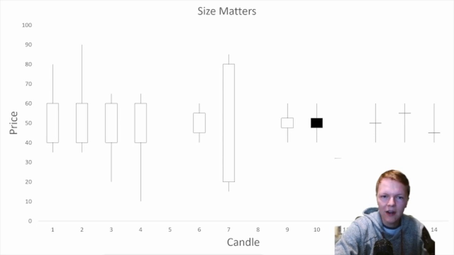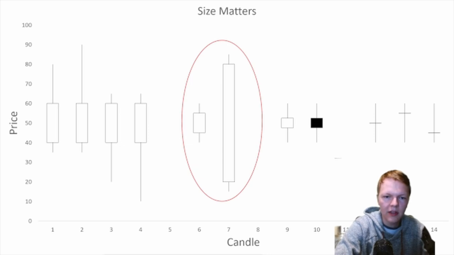Just how bullish a white candle is, or bearish a black candle is, depends on the size and context of the candle. Take these two candles for example. The one on the left closed higher than it opened, but not by much. The one on the right, however, closed much higher than it opened, making it a far more bullish candle.